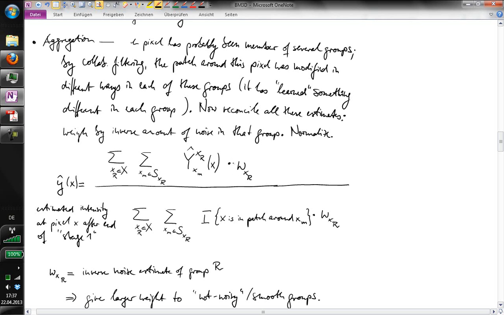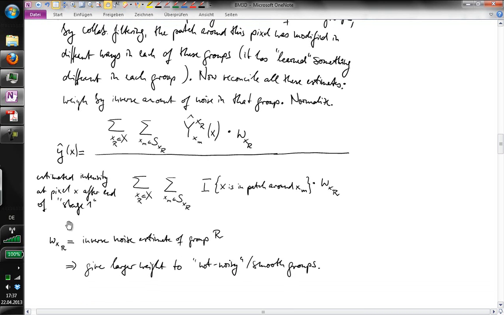groups that disagree amongst themselves. So if all the patches in a group are pretty dissimilar, then the group as a whole will look noisy in the sense that it will have many large coefficients in a wavelet transform, and then it gets low weight in this expansion here.